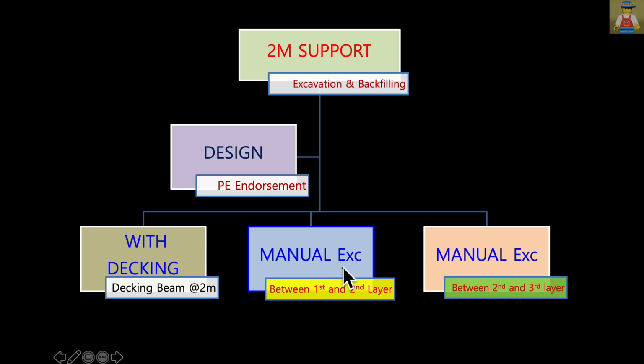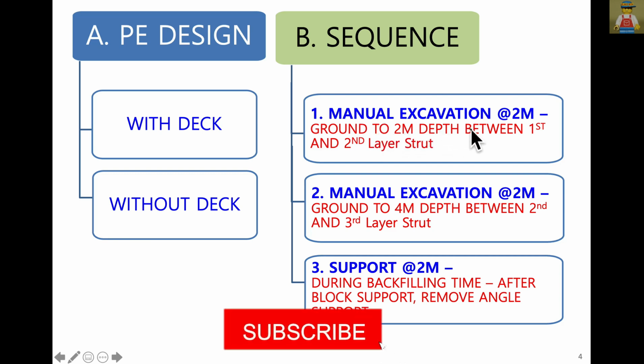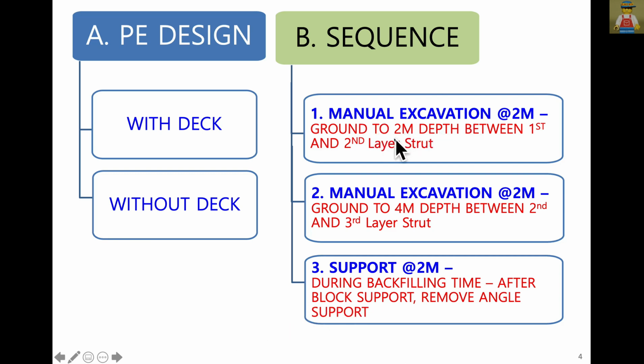And when you excavate down to the next support, between the first layer and the second layer, and between the second layer and the third layer, the PE needs to design with the deck and without deck. The sequence I'll show you is manual excavation from ground level around 2 meter depth between the first layer and the second layer strut, and around 4 meter depth between second and third. The location of the struts, first layer, second layer and third layer, are different between the drawings and the site. Then the backfilling time. The last is backfilling time.